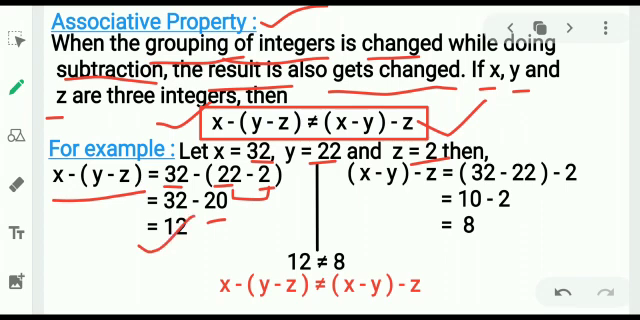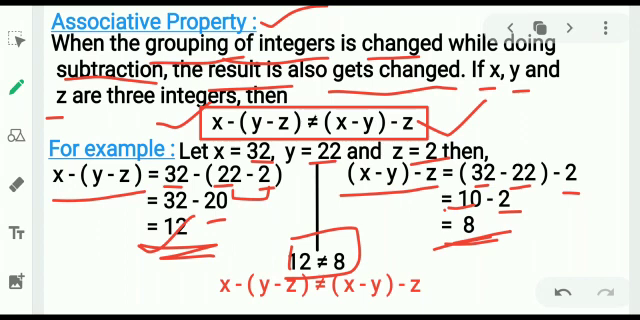Let's change the group and find the value of (x minus y) minus z. In the place of x we put 32, in the place of y we put 22, and in the place of z we put 2. Now if we subtract 22 from 32 we get 10, and minus 2 remains the same. Now if we subtract 2 from 10 we get 8, and we know that 12 and 8 are two different numbers, so we can say 12 is not equal to 8.